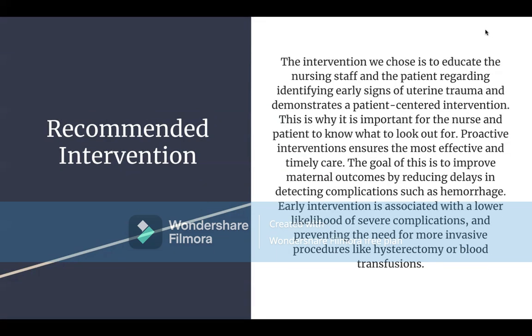Okay, so our recommended intervention, the intervention that we chose, is to educate the nursing staff and the patient regarding identifying early signs of uterine trauma, and it demonstrates a patient-centered intervention. This is important for the nurse and patient to know what to look out for. Proactive interventions ensure the most effective and timely care. The goal of this is to improve maternal outcomes by reducing delays in detecting complications such as hemorrhage. Early intervention is associated with a lower likelihood of severe complications and preventing the need for a more invasive procedure like a hysterectomy or a blood transfusion.